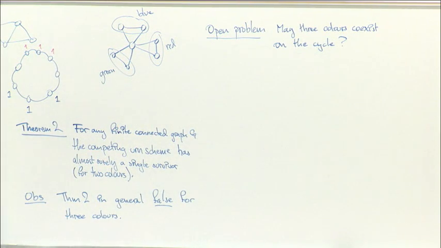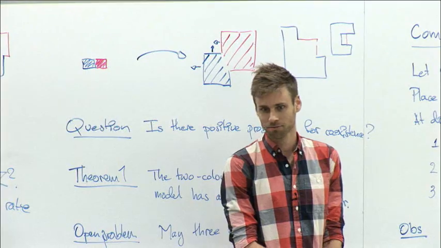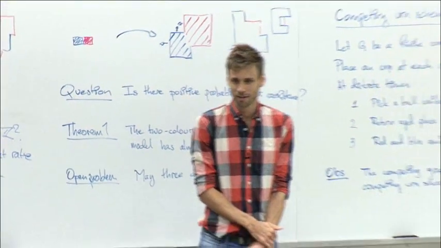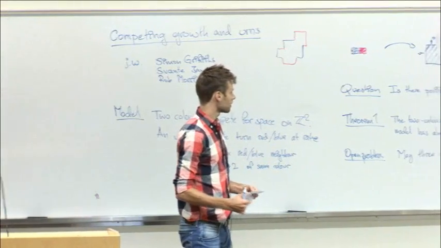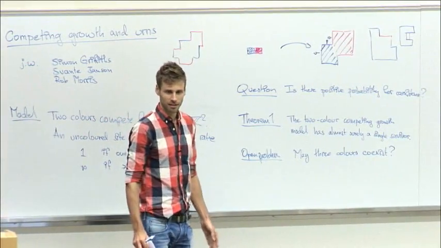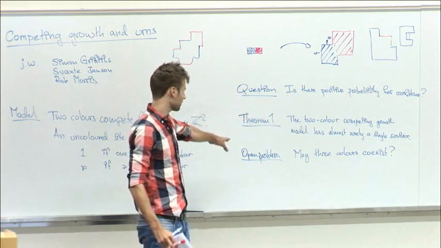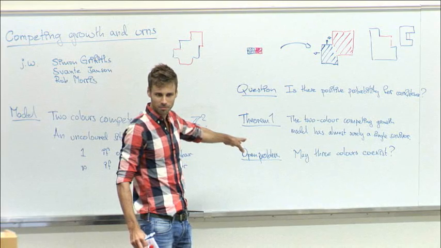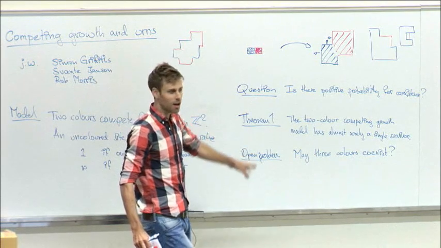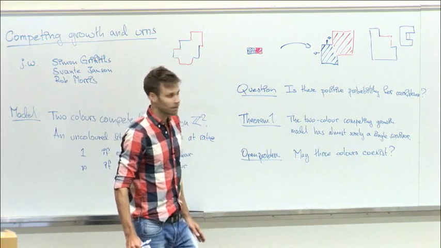And even better, could you give us a criterion for graphs for when you can have three colors coexisting and when you cannot? So what is the relationship between these two open problems? Yeah, so if you can do that problem for the cycle, then you do this problem. Well, which way around? Or the other way around. Well, if the answer to that is no, then the answer to that is no. Is that right? Yes. Yeah.